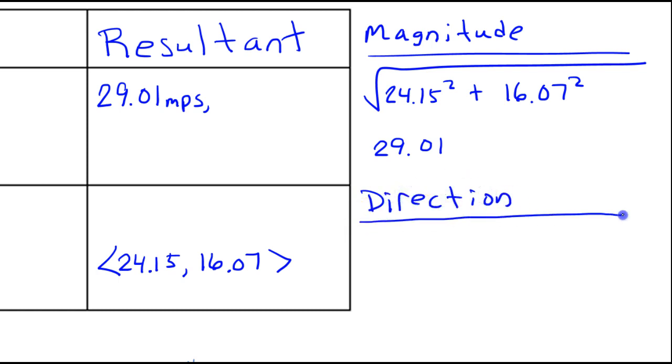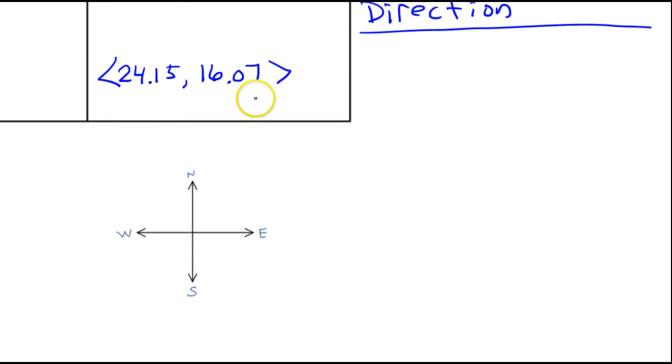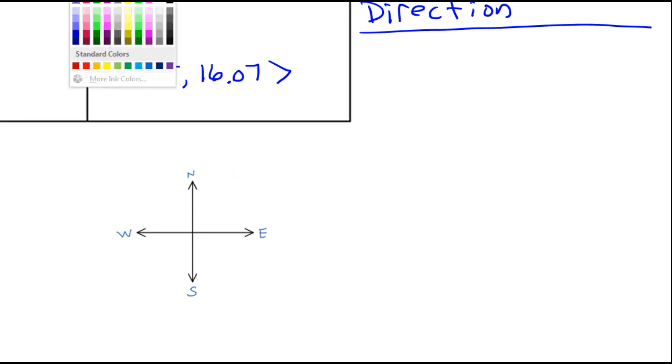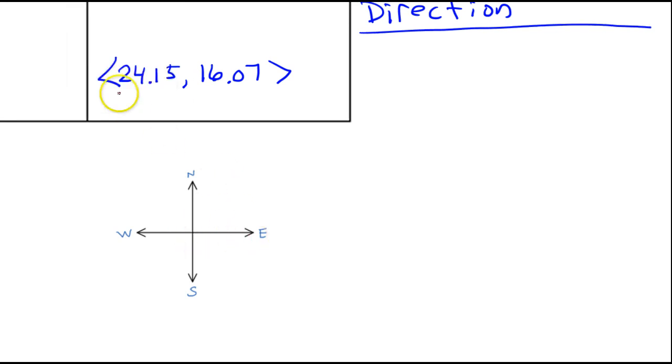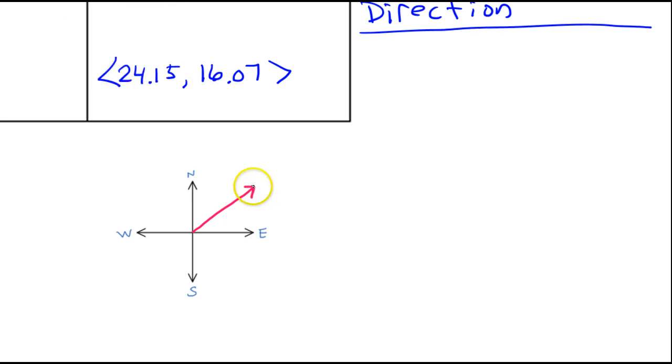Alright, we can calculate the direction off to the side as well. Looking at the components, we are obviously talking about the first quadrant. We have a positive horizontal and vertical component, so just imagine that this vector is in the first quadrant, and we can break it down into its vertical and horizontal components. Horizontal component being the 24.15 and the vertical of 16.07.